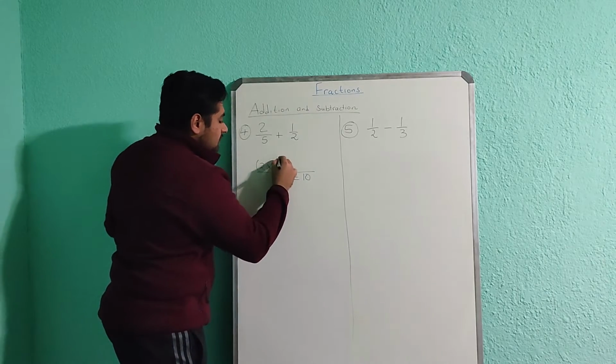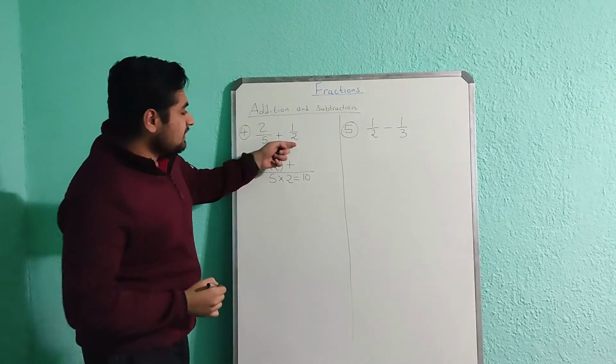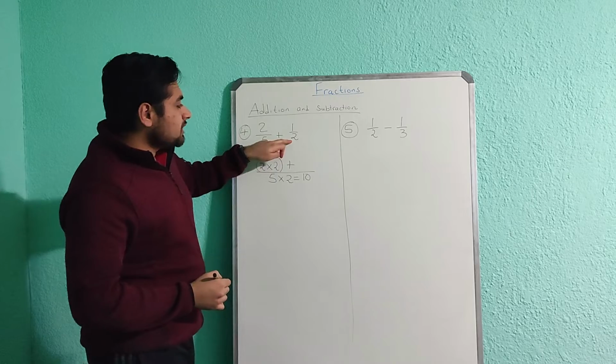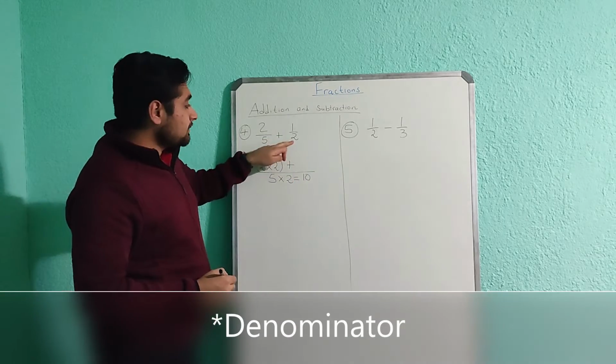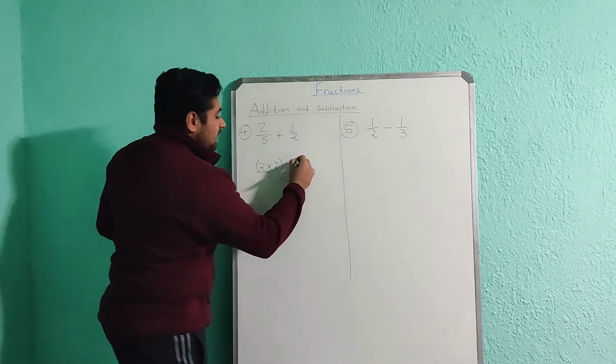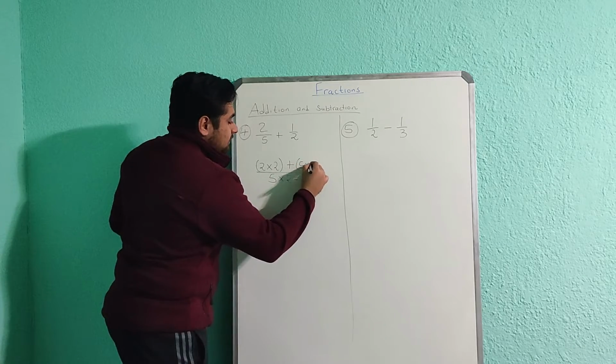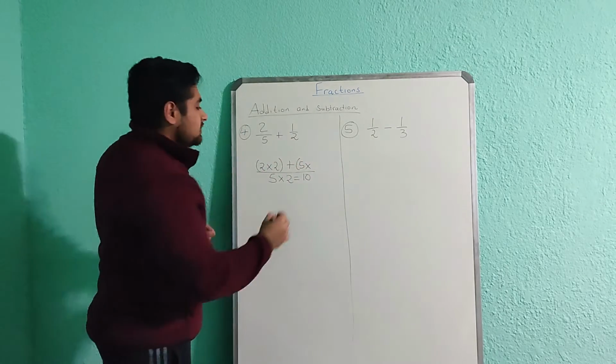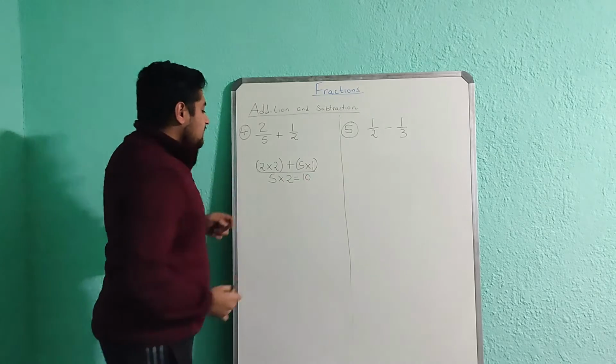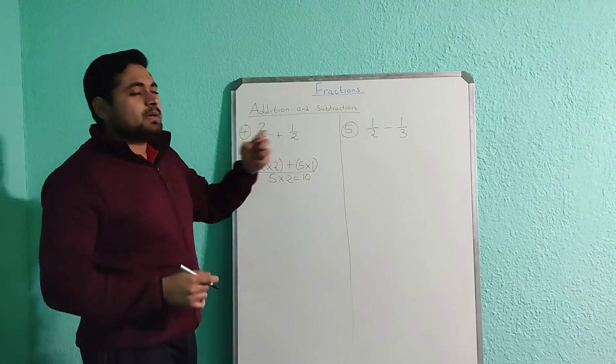So that's 2 times the numerator of the first fraction. That is 2. Plus, we go to the second fraction. How many times can the denominator of the second fraction go into 10? So how many times can 2 go into 10? That is 5 times the numerator of the second fraction. That is 1. Therefore, we have 2 times 2 plus 5 times 1.